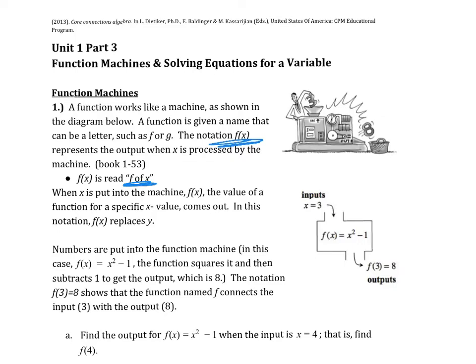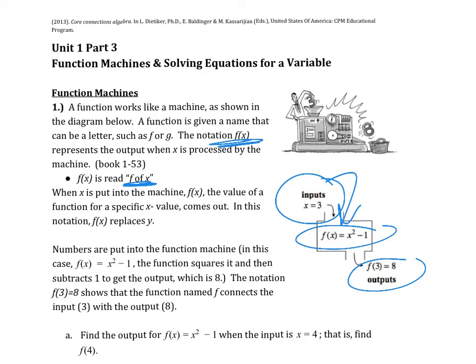That's how you read it. When X is put into a machine, F of X, the value of a function for a specific X value comes out. In this notation, F of X replaces Y. So here's our machine. Think about a vending machine. You're putting in your input, which is your money. In this case, we're plugging in a 3. You're going to do your function, and out comes your output, which is going to be your number 8.